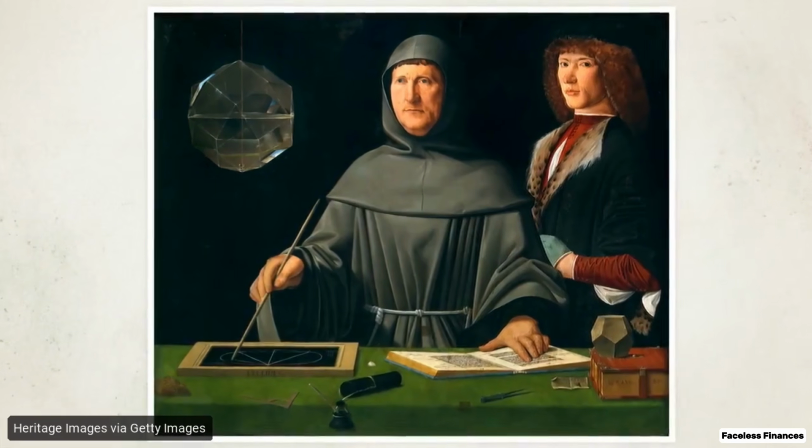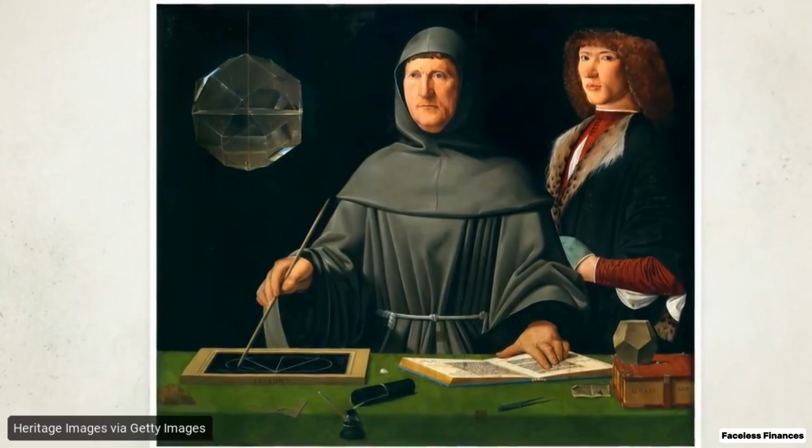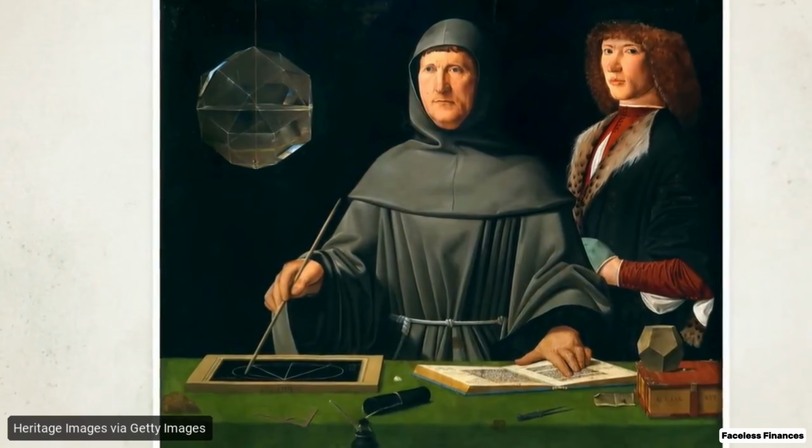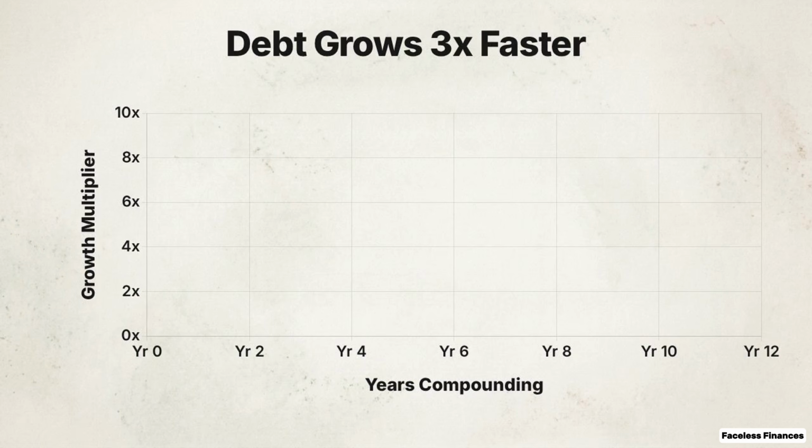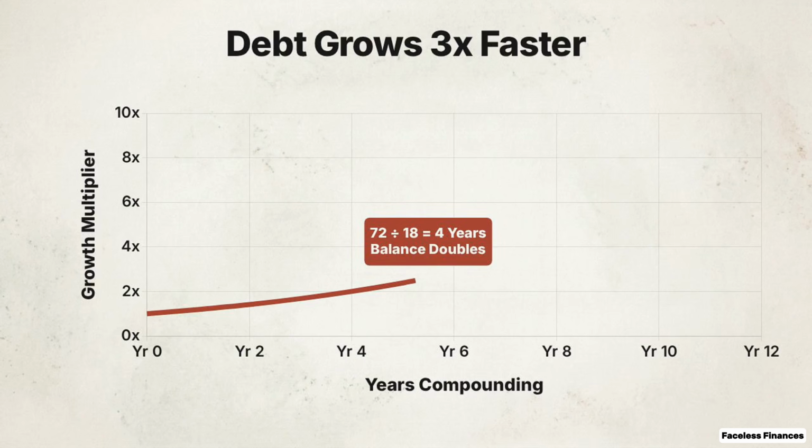Investors use a mental shortcut called the Rule of 72 to estimate how quickly these balances will grow. This approximation was recorded by the mathematician Luca Pacioli in the late 1500s. The calculation is straightforward. Divide the number 72 by the annual interest rate of your loan. The result is the approximate number of years it takes for the balance to double. At an 18% credit card rate, 72 divided by 18 is 4. If the interest is left to compound, that debt doubles in just 4 years.